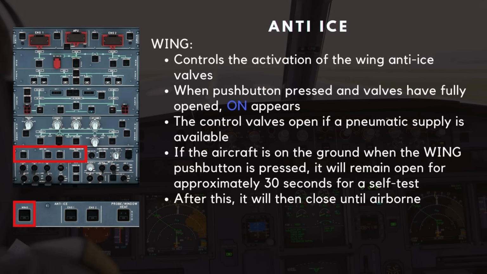The wing push button controls the activation of the wing anti-ice valves. When the push button is pressed and the valves have fully opened, a blue on light appears. The control valves open if a pneumatic supply is available.